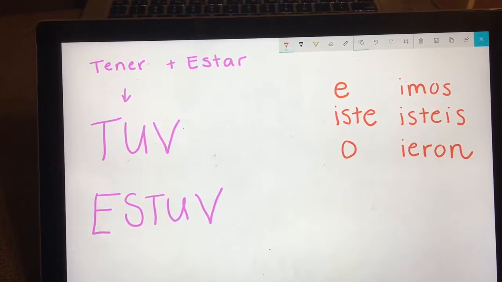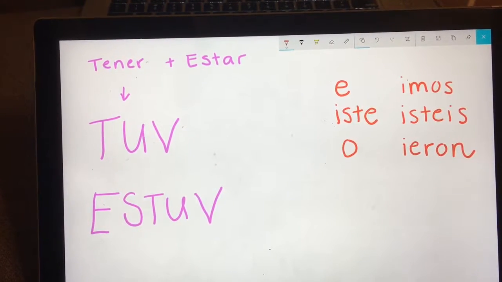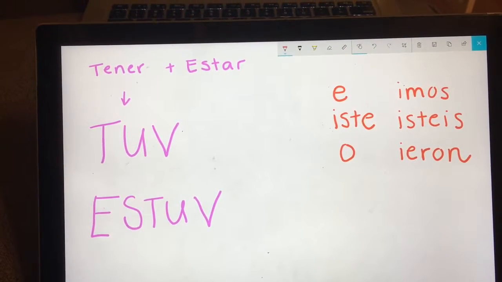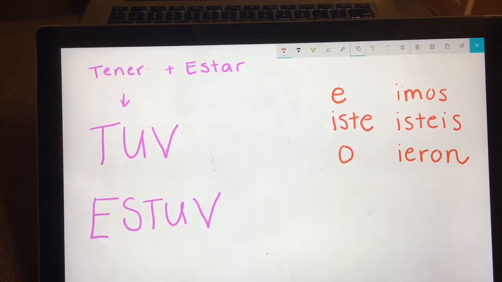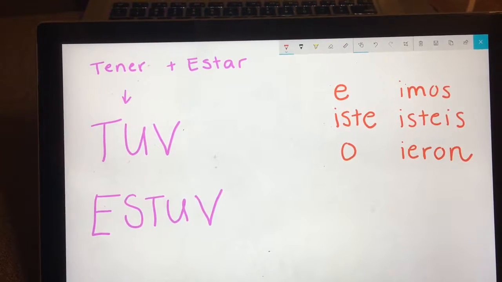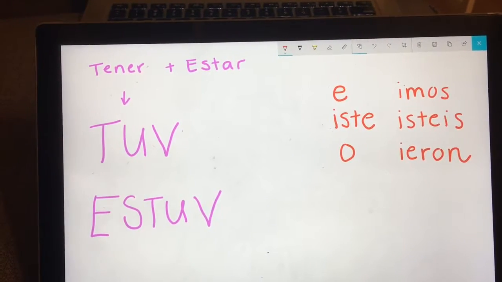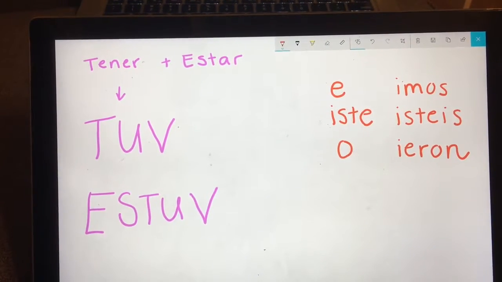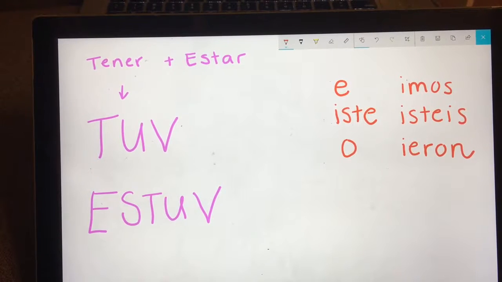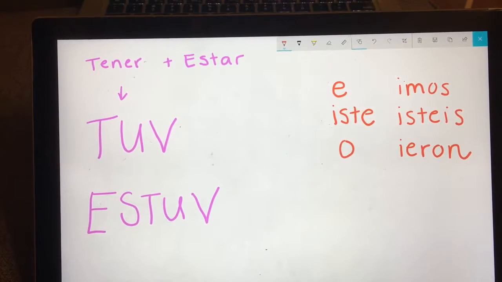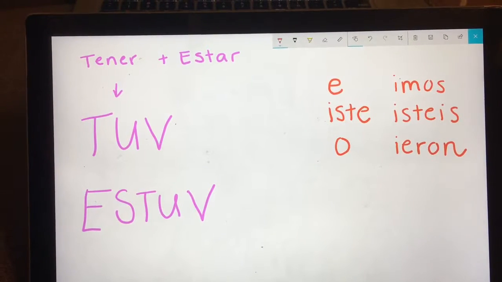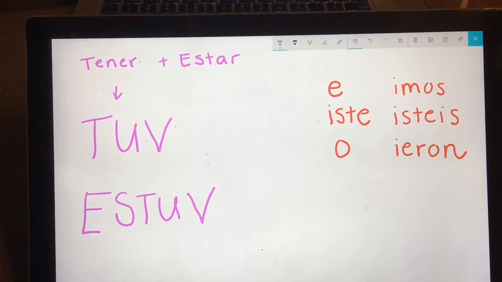And the endings are in red, and these are going to be the same endings throughout for all the stem changers in the preterite. So I'm going to leave them in that little space over there, because those are the endings you add to any of the stem changing verbs in the preterite. So it's, again, just really important to know what your stems are, and that's what we're going to be exploring in this video. So we have the first two verbs down, tener and estar, tuve, estuve.